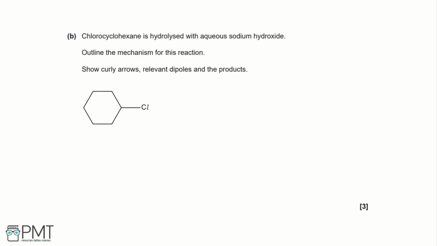Part B. Chlorocyclohexane is hydrolyzed with aqueous sodium hydroxide. Outline the mechanism for this reaction. Show curly arrows, relevant dipoles, and the products. So in this question, we have a haloalkane reacting with sodium hydroxide. So the type of mechanism we have is called a nucleophilic substitution reaction. So this is one of the mechanisms you just need to know.